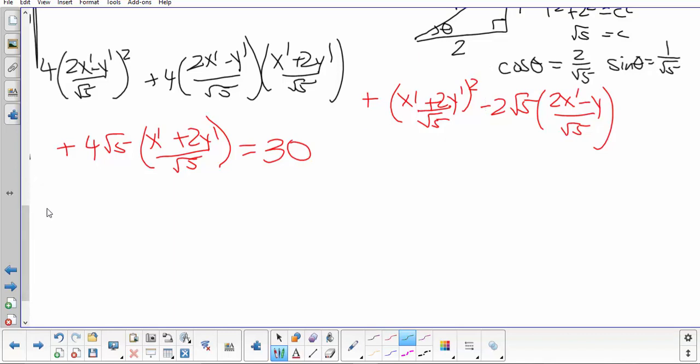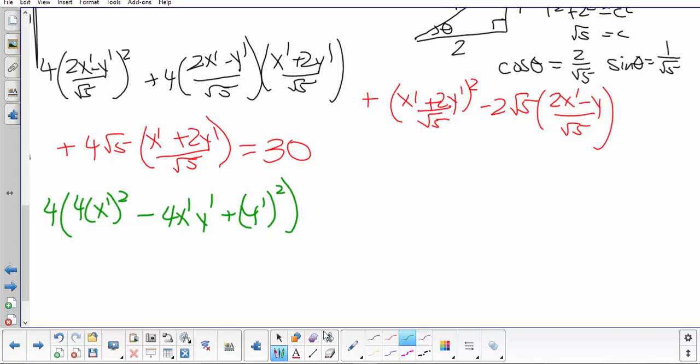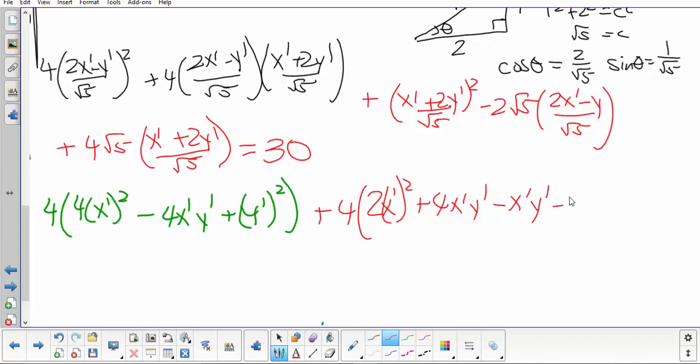So now when we distribute, we get 4 times 4x' squared minus 4x'y' plus y' squared. Our next term will be plus 4 times 2x' times x' would be 2x' squared, 2x' plus 2y' would be plus 4x'y'. Then we have minus x'y', and then we have minus 2y' squared.